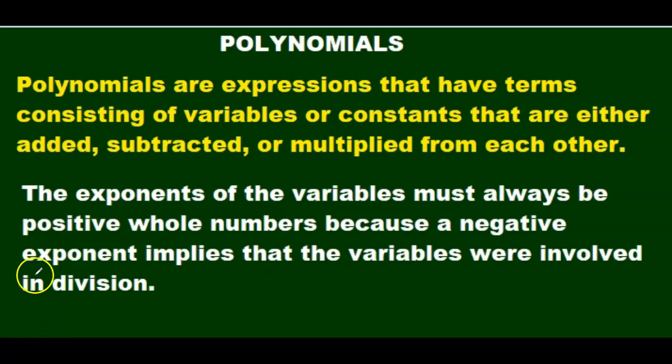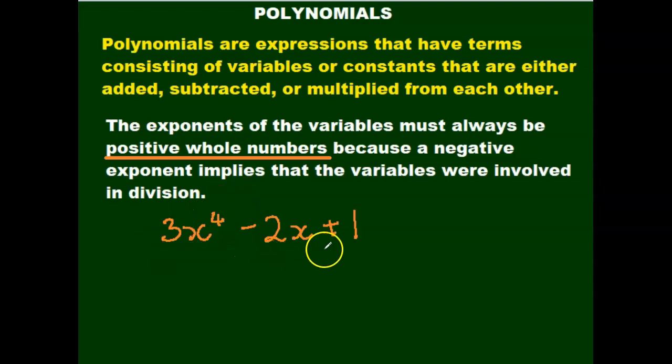The exponents of the variable must always be positive whole numbers, because a negative exponent implies that the variables will involve division. Again, remember that polynomials are expressions that only consist of terms that have been added, subtracted, or multiplied, not divided. So this would be an example of a polynomial.